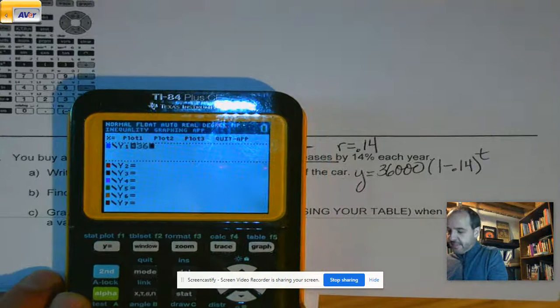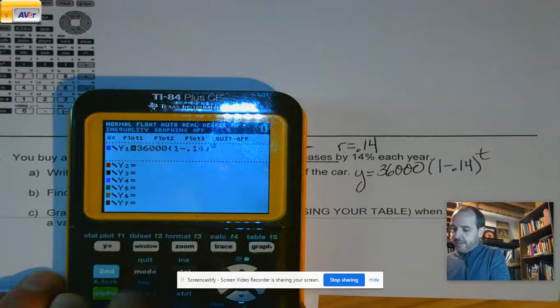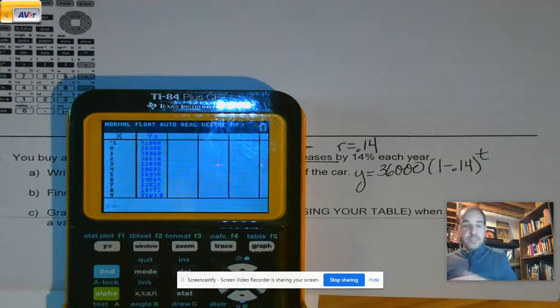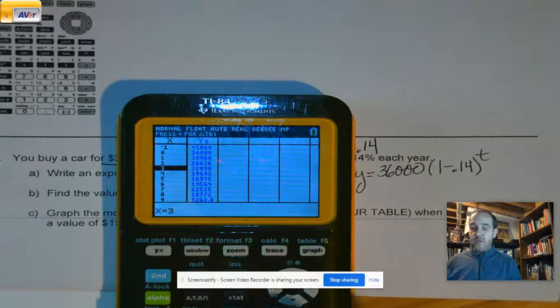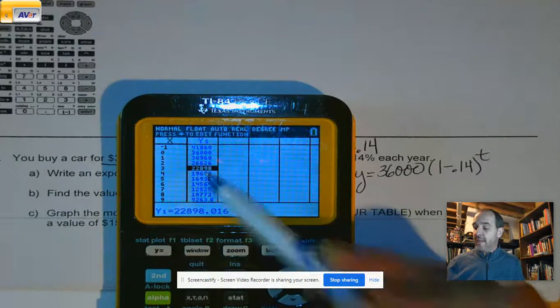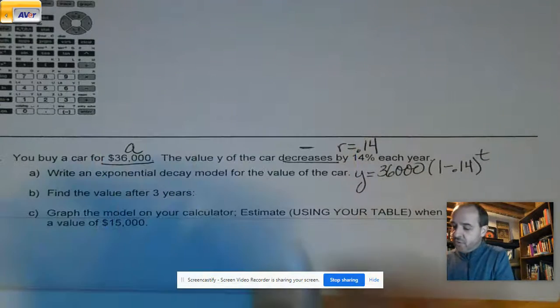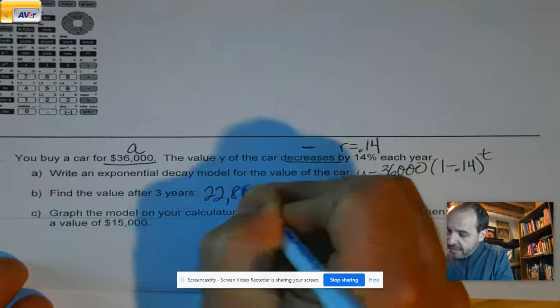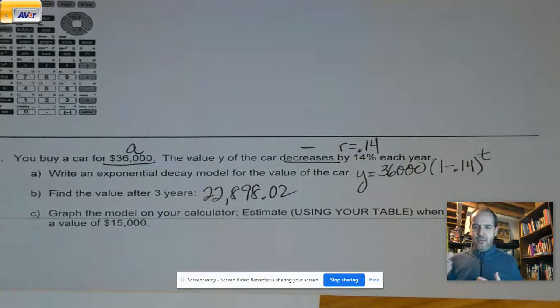So here I get my 36,000 minus 0.14 is the x. So I can still pull my chart, find the value after 3 years, go down to 3. Now hover over this, and it's a little detail thing again. I'm not going to tell you you're wrong if you put 22,898, but if you actually put this over this, you notice there's a couple of cents involved, and I'm going to write those. But 22,898.02.